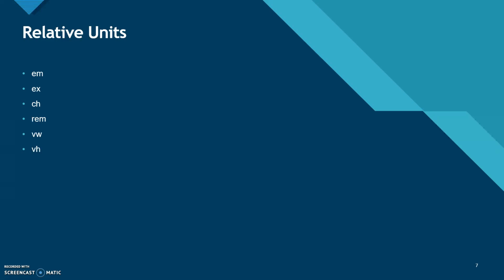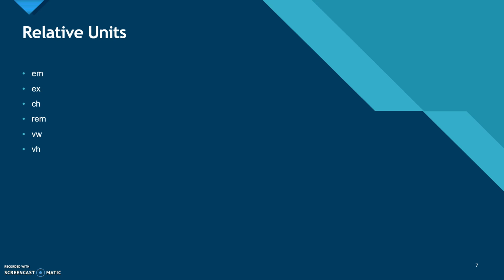Relative units will change with the size of the screen, the default font size, and other such variables. The most common relative unit that you will come across is an M. An M is defined as the width of the letter M in whatever font is being used, which is why it's relative. It'll change depending on the width of that M. And X is the same thing, but it's the letter X instead of the letter M. CH is the width of the number 0.